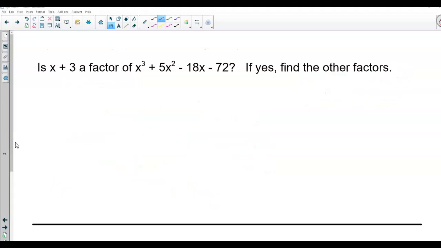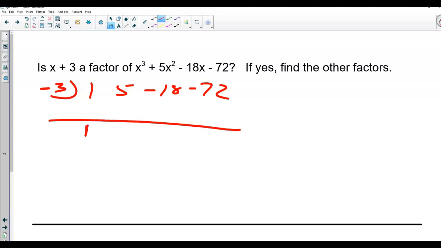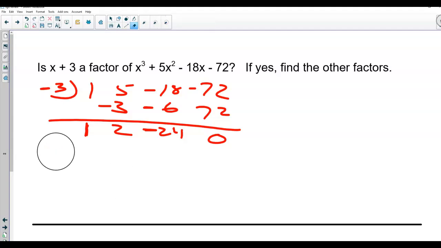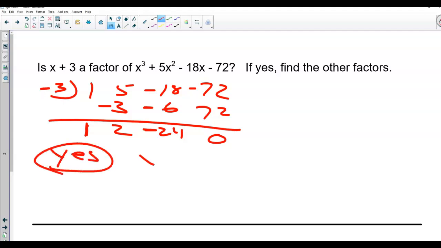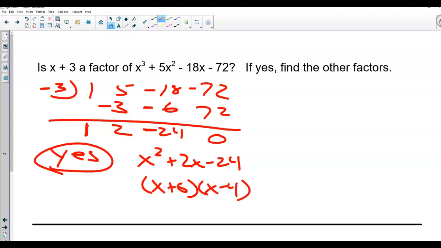Is x plus 3 a factor? Well, we should know how to do this pretty well at this point. Drop the 1. We get negative 3. We get 2. We get negative 6. We get negative 24. We get a positive 72. So the answer is yes. The answer is yes. There we go. The other factor is x squared plus 2x minus 24. X plus 6, x minus 4, and we do need to bring the x plus 3 down as a factor.